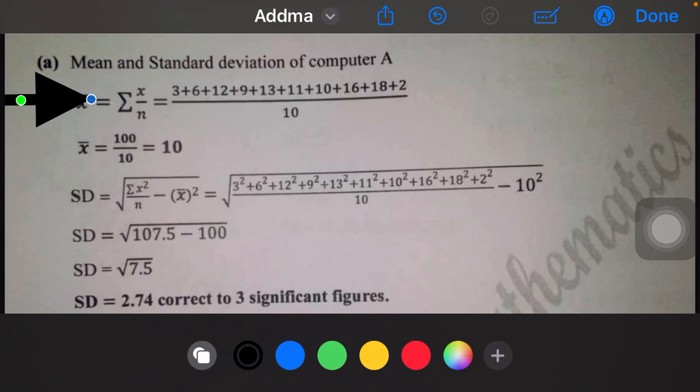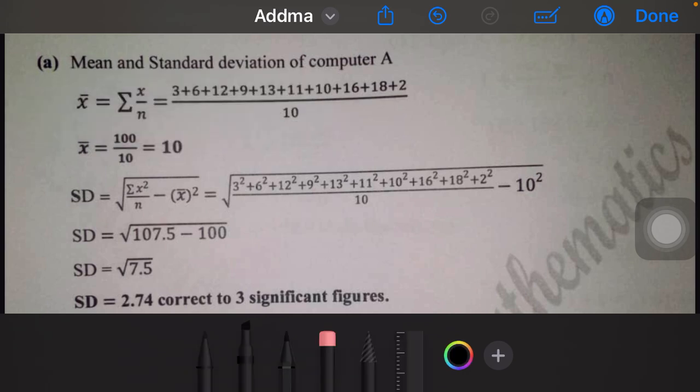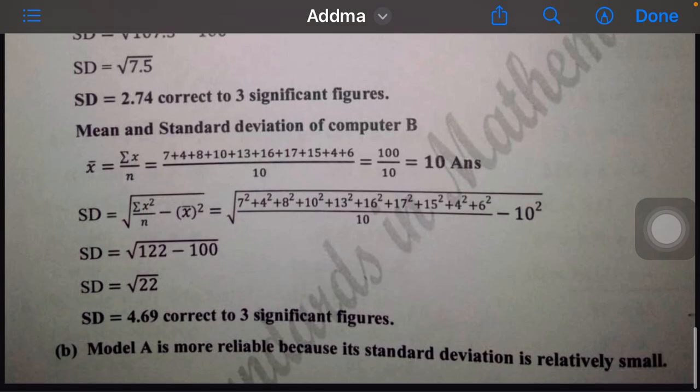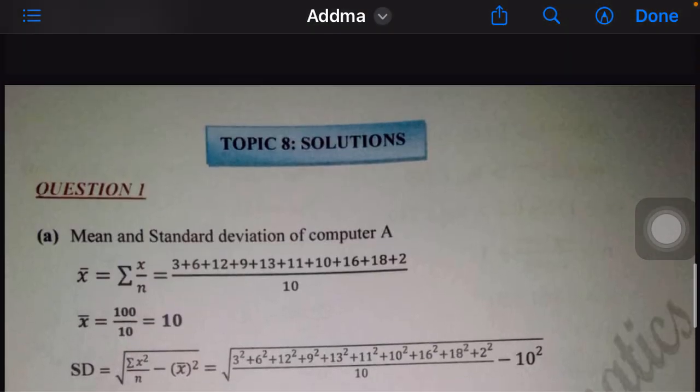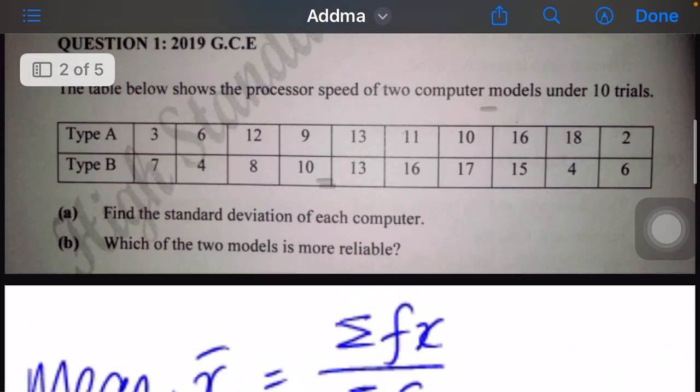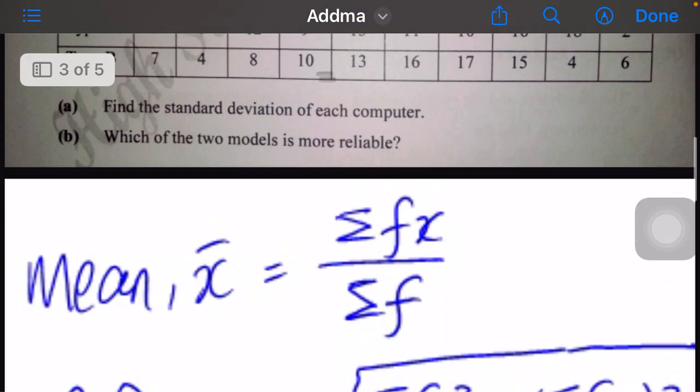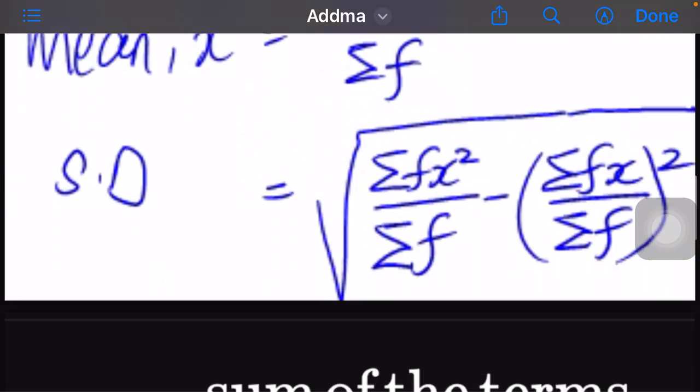So here, the exact same thing you have done for computer A, you should do for computer B, which is here. You also do the same thing. You find that this one's SD is 4.69, correct to 3 significant figures. That's what we're going to do. So here you have gotten your marks. So I've answered question A, which is about maybe 6 to 8 marks in the exam.